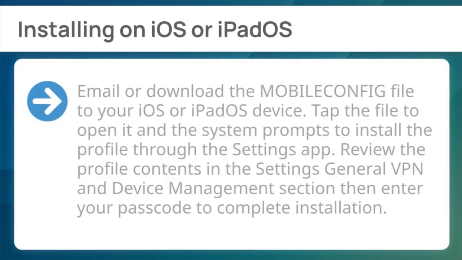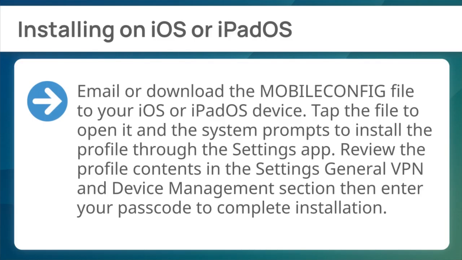First, installing on iOS or iPadOS. Email or download the mobile config file to your iOS or iPadOS device. Tap the file to open it, and the system prompts to install the profile through the Settings app. Review the profile contents in the Settings General VPN and Device Management section, then enter your passcode to complete installation.